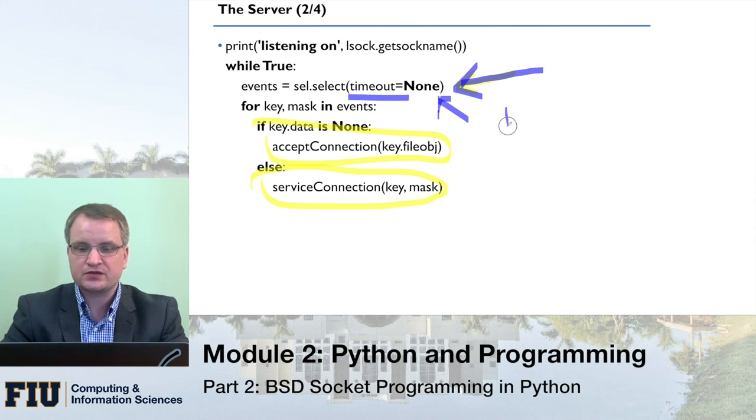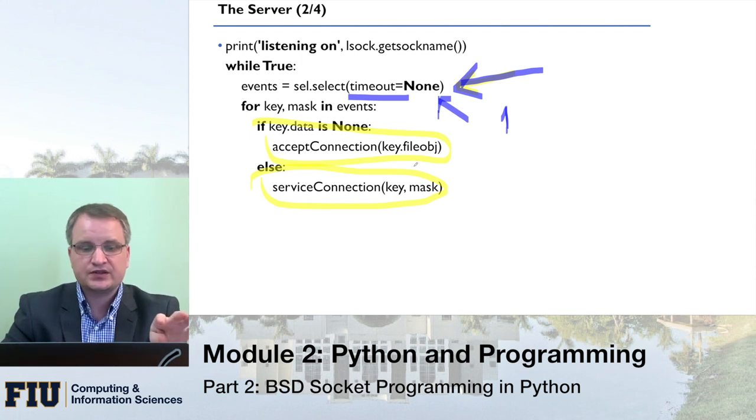So for example, if you specify one, even though no events happened, there will be empty events as part of this events set or list or some container of the events. You can do additional processing, so check for timeouts, timeout the connection, like close some specific connection and so forth. Okay, so we have accept connection, service the connection.